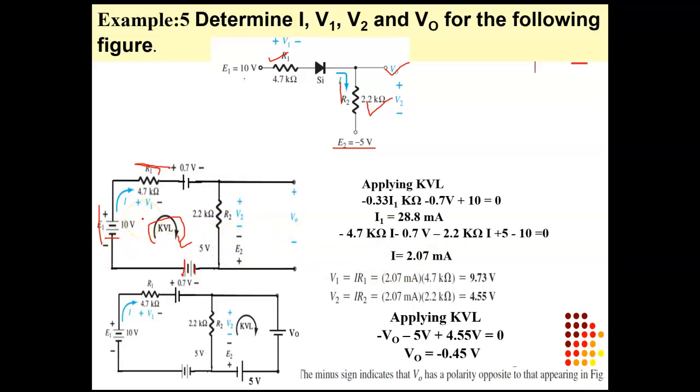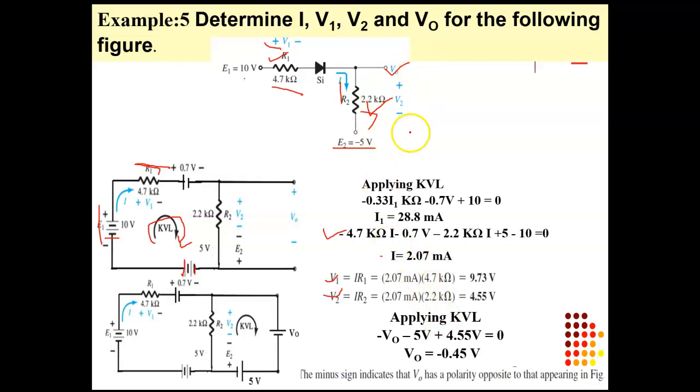Now what can we do? From this equation we can calculate our current, and current equal to 2.07 milliampere. We have got current, so what can we calculate? V1 equal to current into 4.7. We can calculate V1. V2 equal to current into 2.2. V2. Now V naught we have to calculate. V naught equal to what?